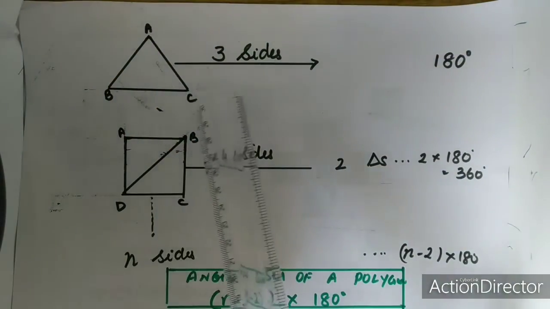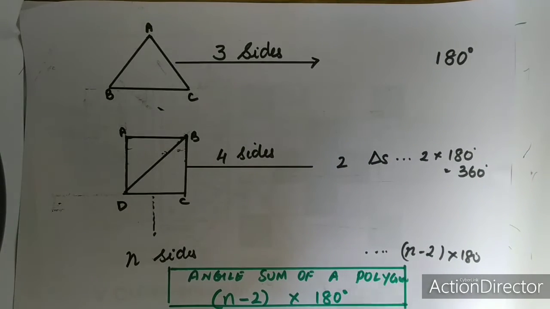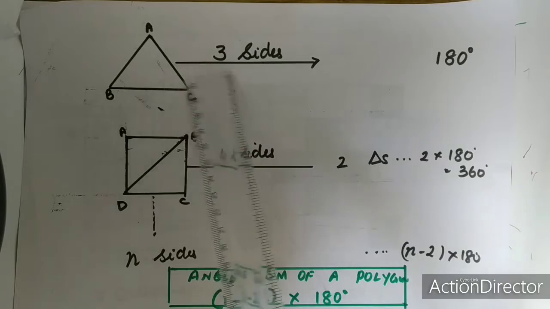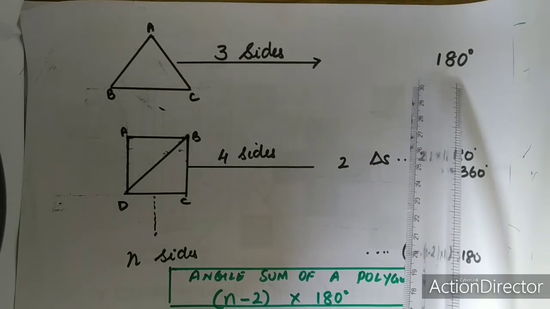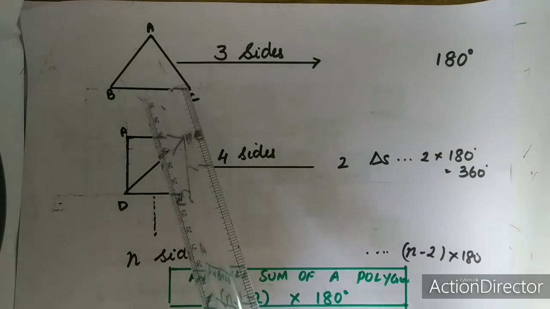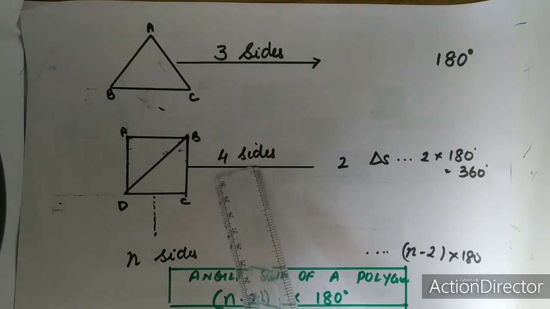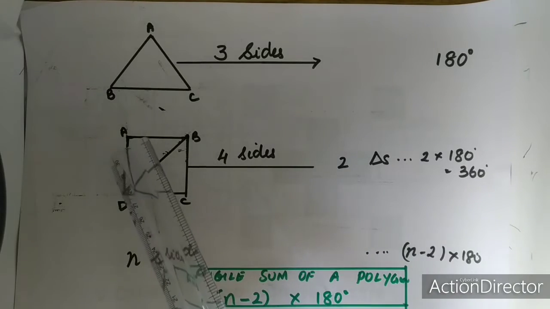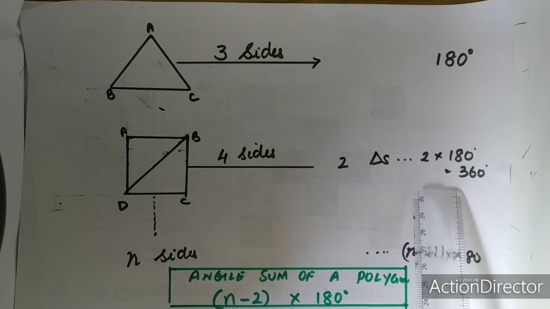In the previous class, we derived the formula for the angle sum property of a polygon. For example, we have taken a triangle. This triangle is having three sides and we derived that the angle sum of a triangle is 180 degrees. Next, coming to the quadrilateral, since the quadrilateral is having four sides, this quadrilateral is divided into two triangles, that means 2 into 180 degrees, we got 360 degrees.